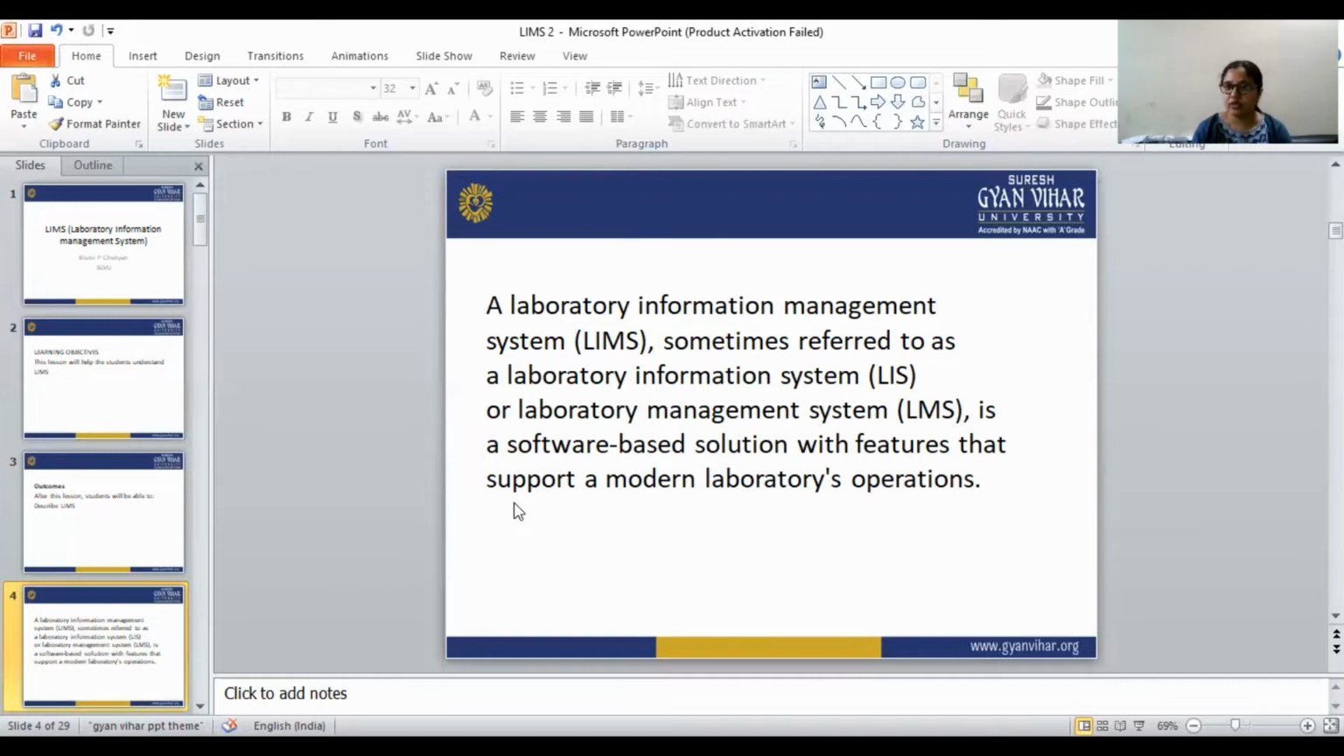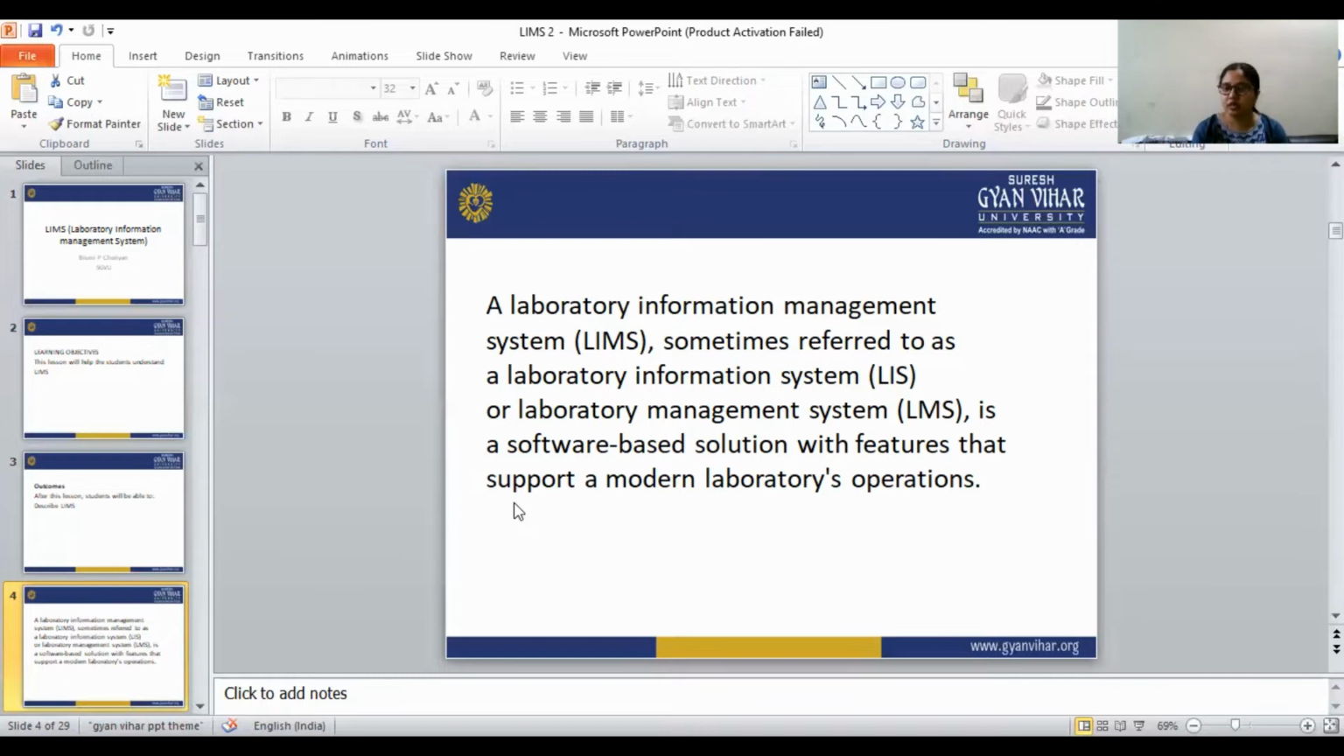And next is special LIMS. The special LIMS is used in the particular laboratory where the stability study is being done. In that laboratory only the specialized LIMS is used, because in the specialized LIMS only the configuration of the stability studies is there. So these 4 types of LIMS are present.